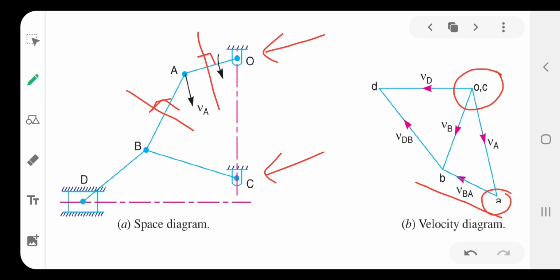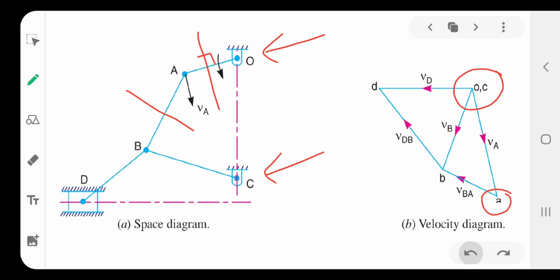After that we take another fixed point, that is C. From this C, draw a perpendicular to BC. This perpendicular line from point C intersects at point B. So here we got another point B.